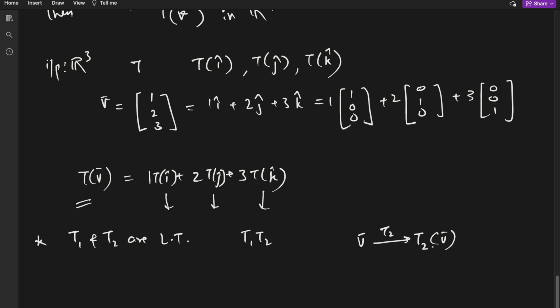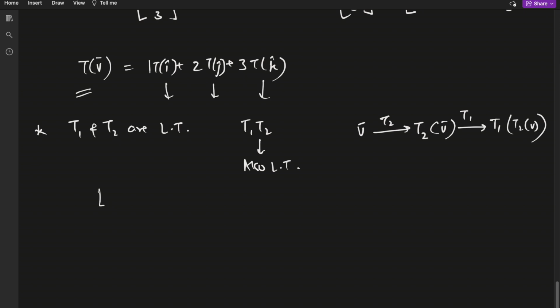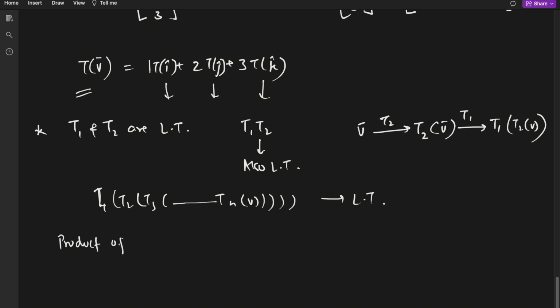Now because T2 is a linear transformation, T2V is also a vector with its tail at the origin. That is fine. This is nothing but a vector. And after that, I am applying another linear transformation T1, and because T2V is already a vector, T1 T2V is also a linear transformation. So yes, the product of T1 and T2 is also a linear transformation. And not just that, if you take n linear transformations, T1, then apply T2, then T3, and so on up to Tn, and all T1 to Tn are linear transformations, then this entire product is also a linear transformation. So the product of n linear transformations is also a linear transformation.